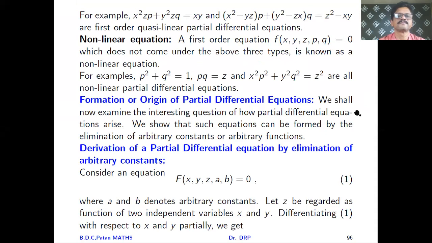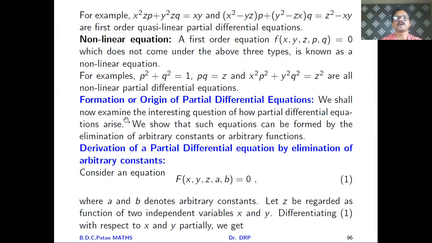Hello friends, in the last lecture we discussed the definition of a partial differential equation, then its order and degree, and the basic types of ordinary differential equations and partial differential equations of first order and first degree. Now in today's lecture, let us see the formation, or what we call the origin, of partial differential equations.